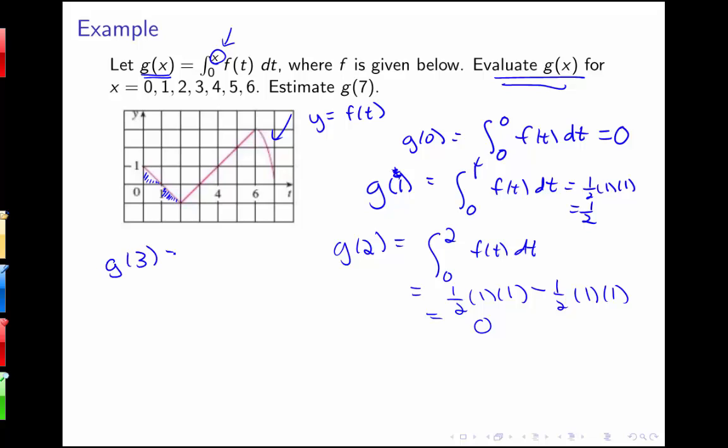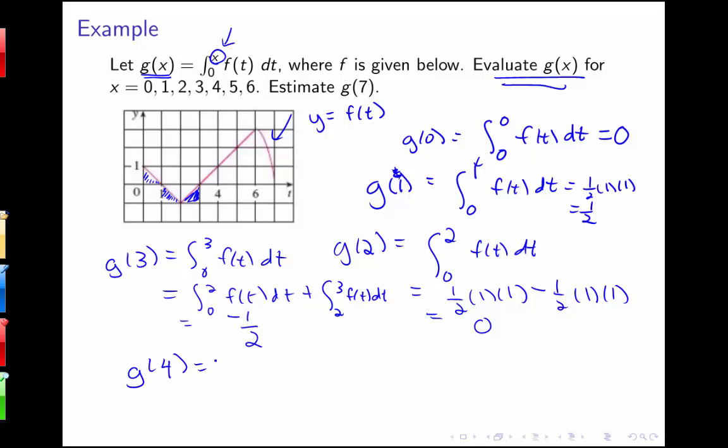If I look at g of 3, I know g of 3 is the integral from 0 to 3 of f of t dt. So I see I'm looking at those two blue pieces plus this one. Using my integration properties from earlier, this is really the integral from 0 to 2 of f of t dt plus the integral from 2 to 3 of f of t dt. So I really only have to figure out what this additional piece is, and I know that that's negative 1/2. So I'm going to have 0 minus a half, or negative a half, as the value of g of 3.